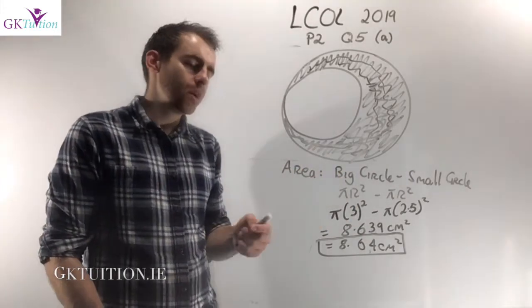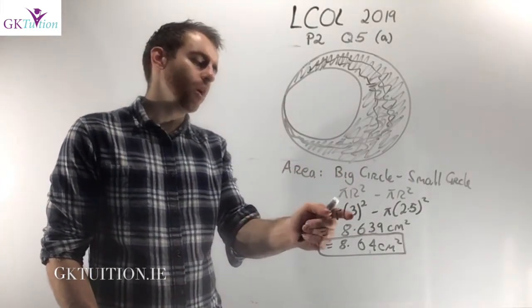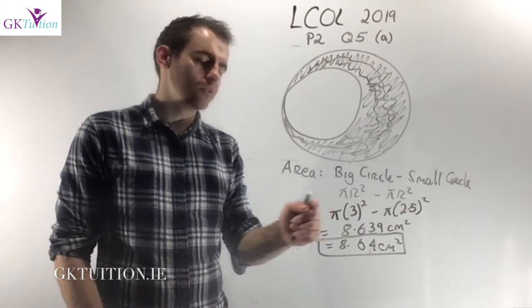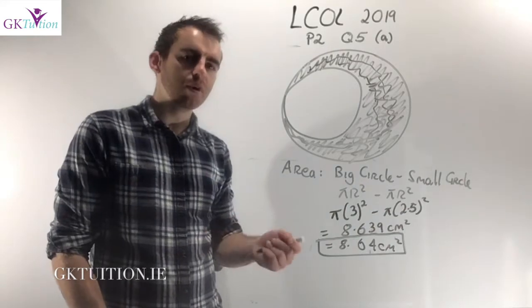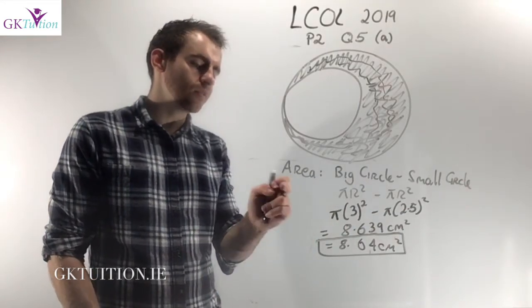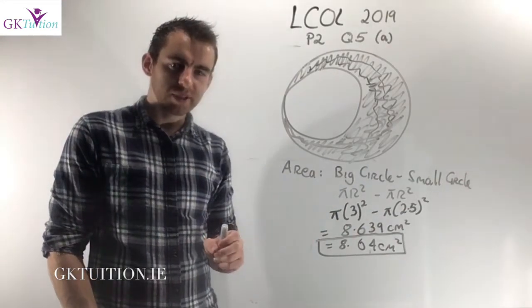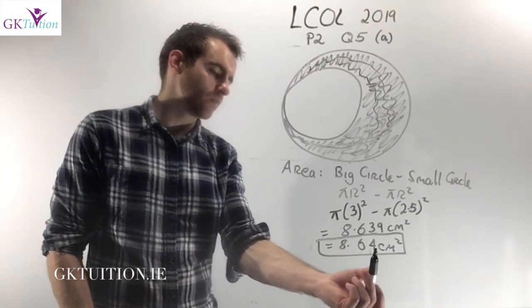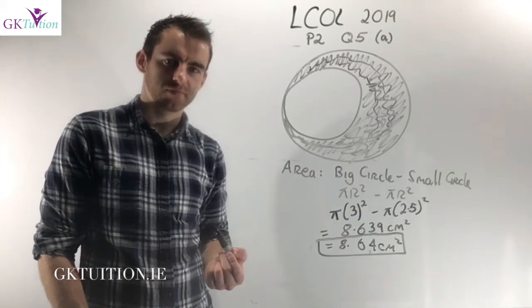So the area of the big one minus the small one is just pi r squared minus pi r squared. To get the area of the large one, it's pi times 3 squared. To get the area of the small one, it's pi times 2.5 squared. If you plug all of that into your calculator, this is the value you should get. It asked me to leave it to 2 decimal places, so your final answer is 8.64 centimeters squared.